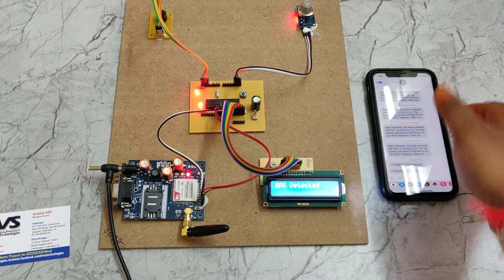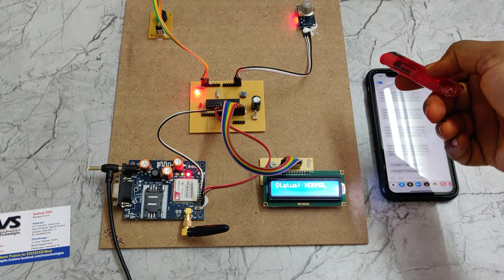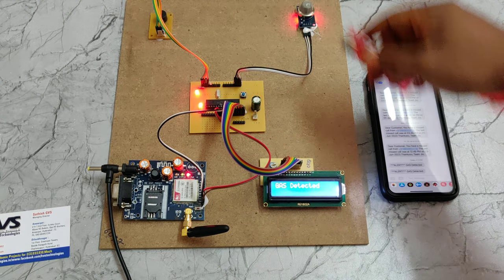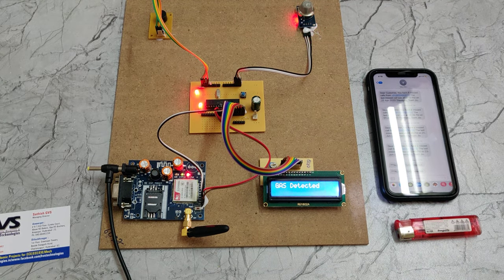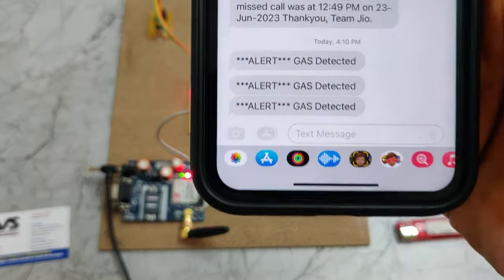After 5 seconds of duration, the buzzer will again be off. Again the system will scan the sensor data. So again, if any abnormality is detected due to any gas leakage, either methane gas or LPG gas or hydrogen gas, then it will provide the alert message along with the SMS alert. Right, we got one more message.